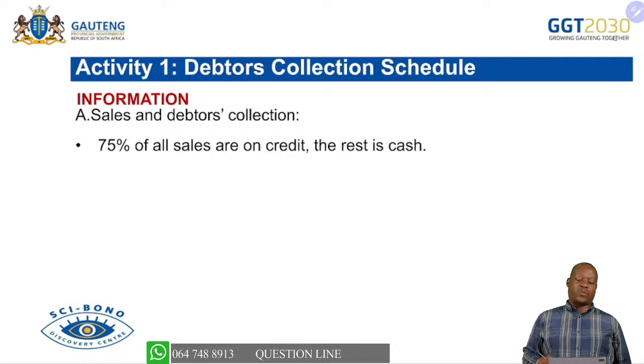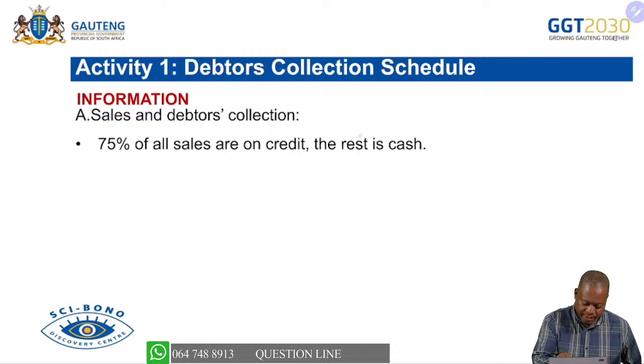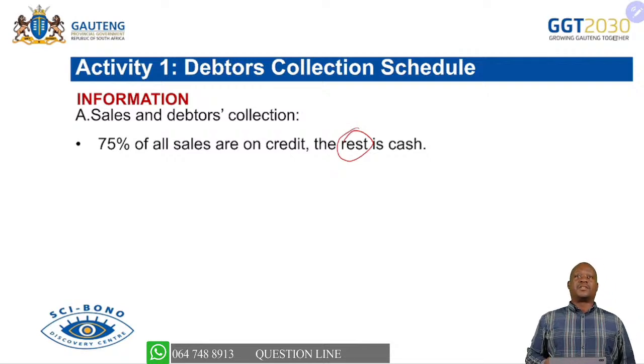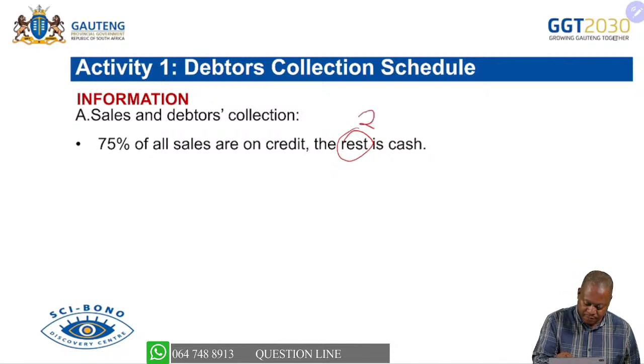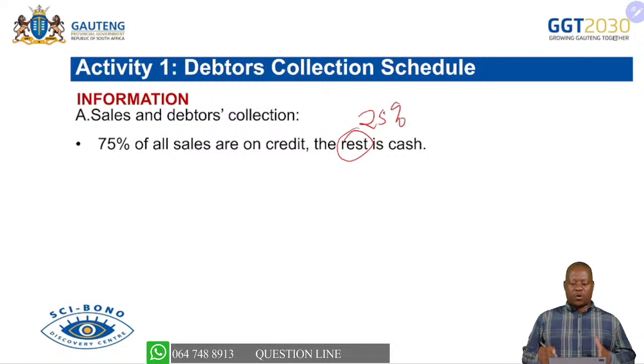They are saying to start with, 75% of all sales are on credit and the rest cash. Just here, the minute you get to this point, they're saying the rest is cash. So sales can either be credit or cash, 100%. Now, if 75% is credit, what percentage is cash? Now, we are going to start here. 25% of our sales are going to be cash.